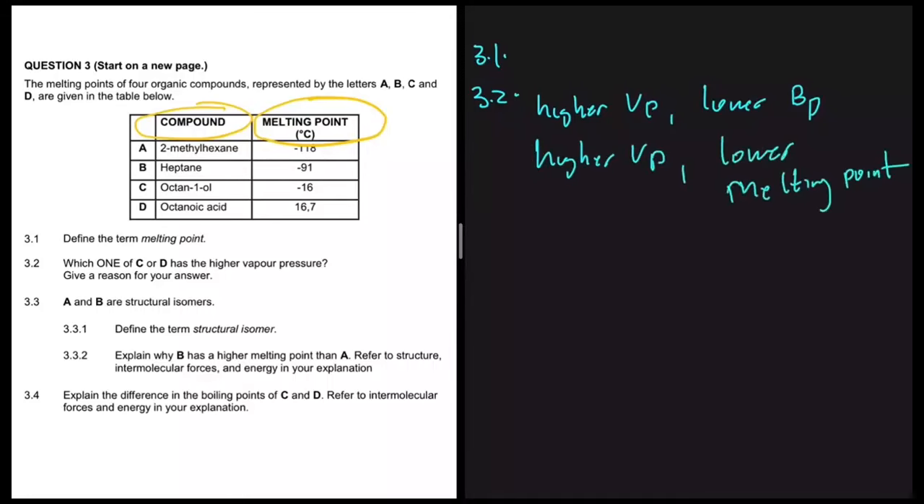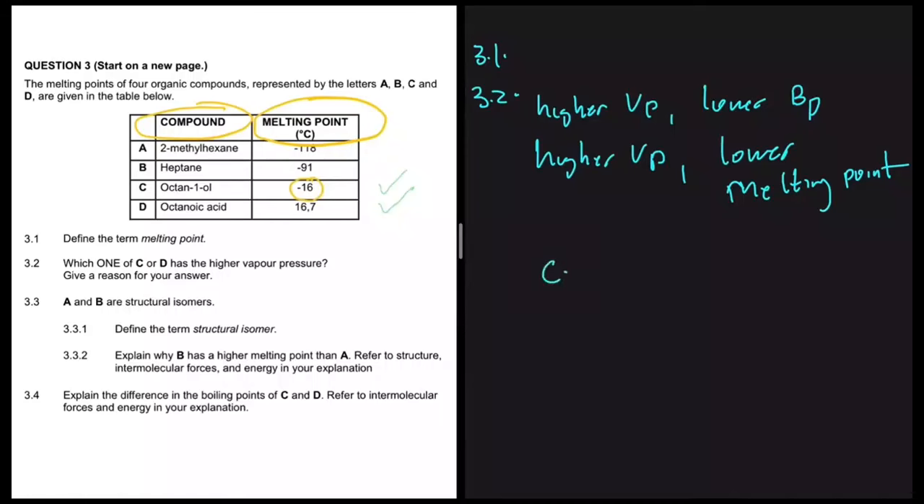So between C or D, the one with the lower melting point has the higher pressure based on this relationship we're proposing. So which one between C or D has a lower melting point? It's clear to see that C has a lower melting point, right? At minus 16 degrees Celsius versus D, which has a melting point of 16.7. So our answer for 3.2, we would say C.